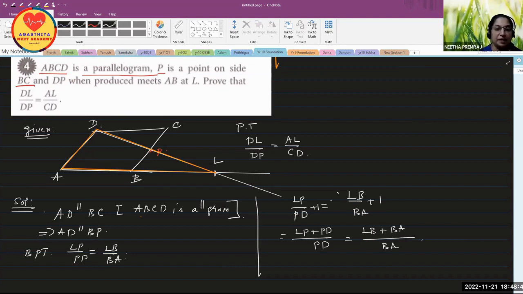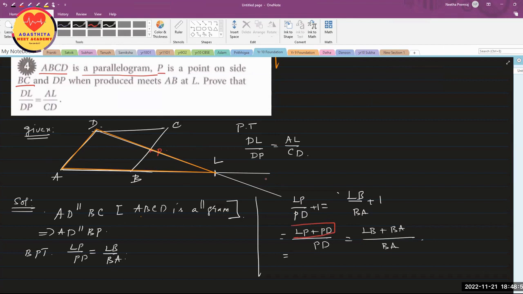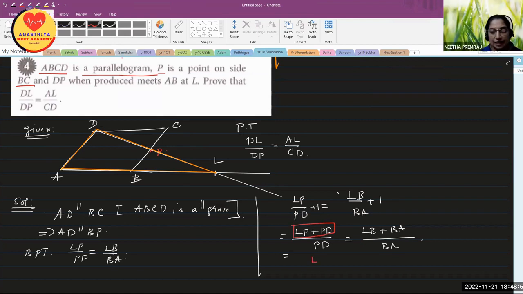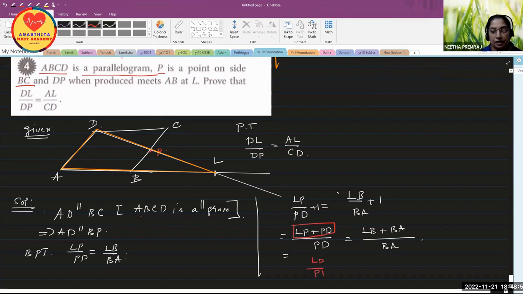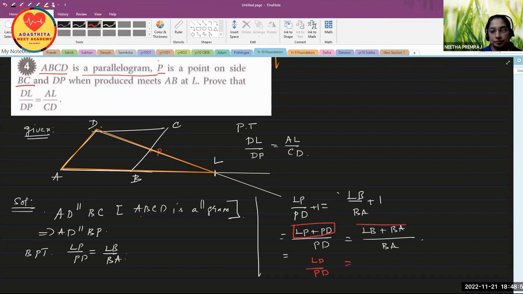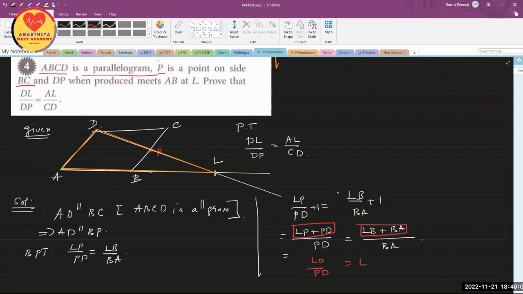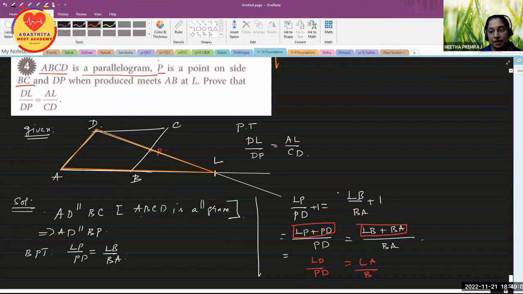Okay, LP plus PD is what? See the figure and tell me, LP plus PD is what? It is LD. So you can write LD by PD. Okay. LB plus BA is what? LA. LA divided by BA.